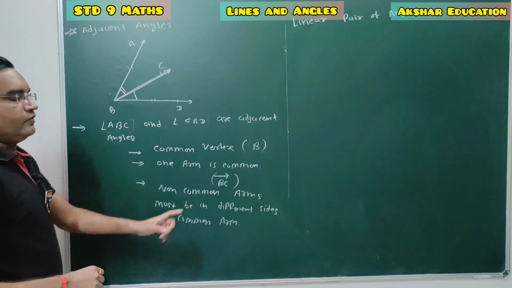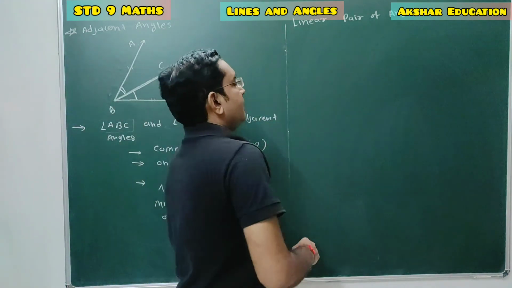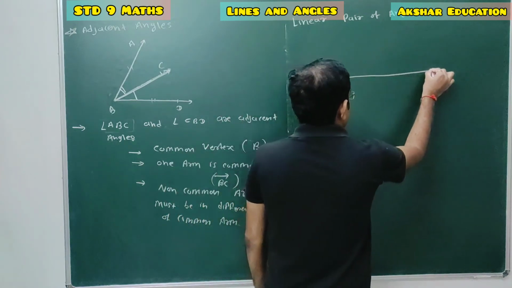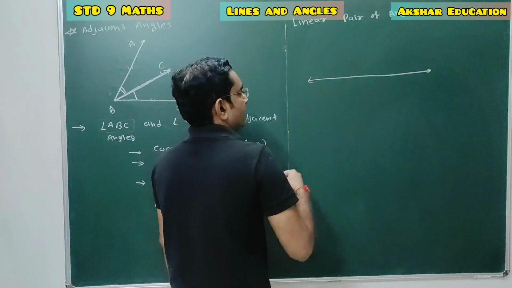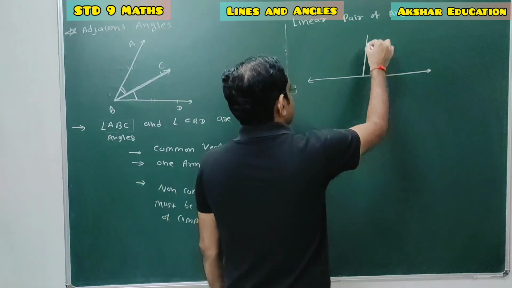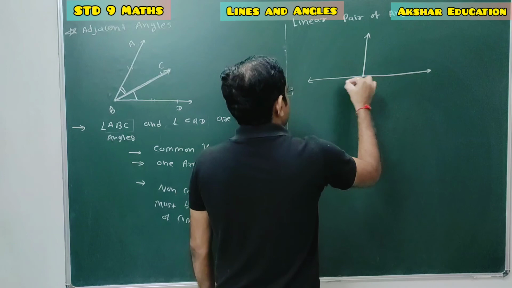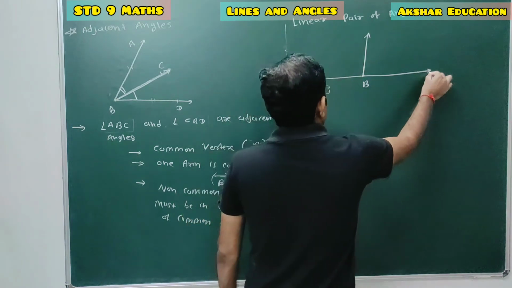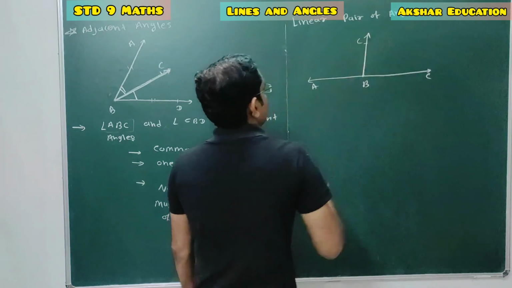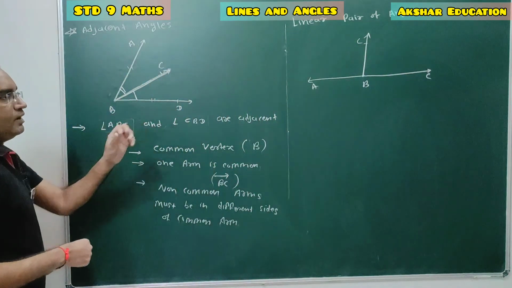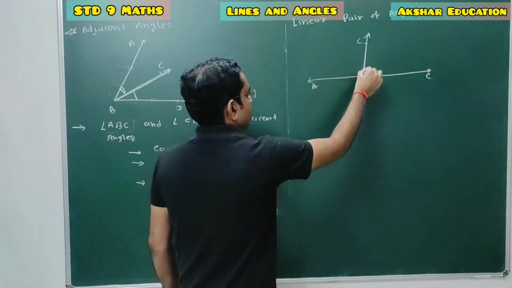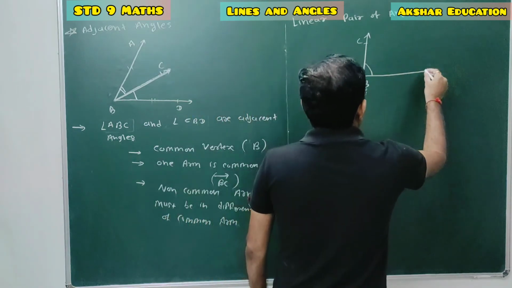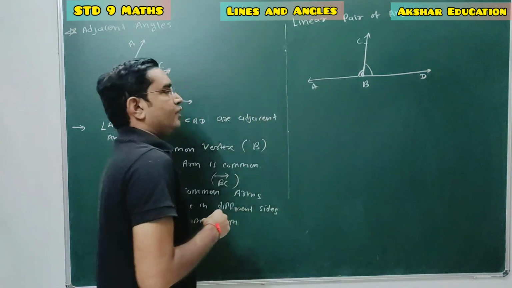Clear? Now one special case of adjacent angle is linear pair of angle. So linear pair of angle is nothing but the adjacent angle. Linear pair of angles are nothing but the adjacent angle in which special condition is there. So this is common vertex B, this is A, C, and this is point C. I am writing same angles, angle ABC and angle CBD are called linear pair of angles.